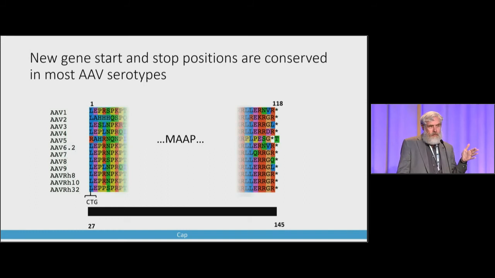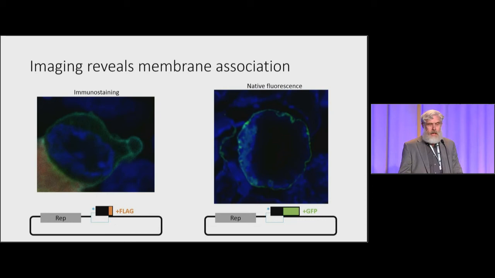It in principle encodes leucine, but actually it's a start codon and not the ATG. And it goes all the way to the stop codon, which is all lined up as well. So we think it's conserved, but that's not enough. We wanted to see if it was expressed, so we made FLAG tags and GFP tags. You can see, both by immunostaining for the FLAG tag and native fusion protein fluorescence on the right, that this is membrane associated.